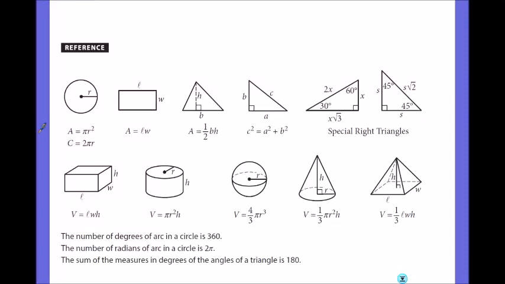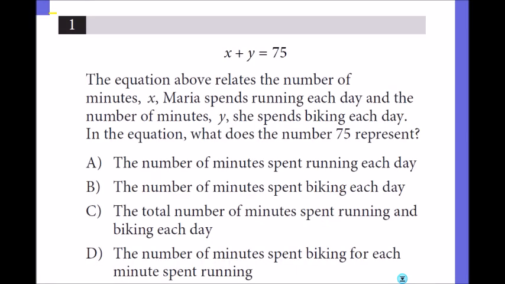Welcome to Wonder Math. Today I'm going to go over SAT practice test number 7, section 3. Here's the formula that will be given to you on each section of the math. And there are 20 questions for 25 minutes, no calculator for section 3.